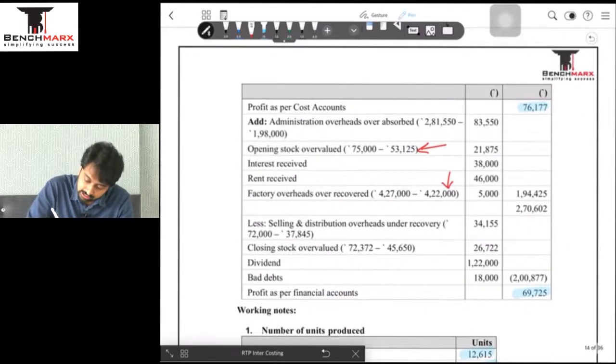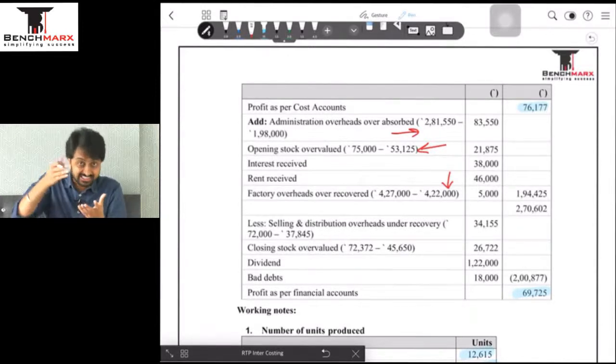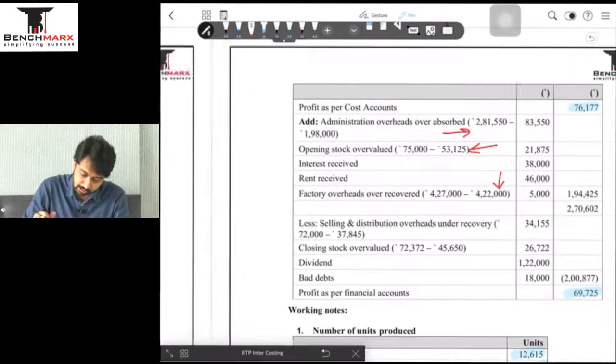So admin overheads, this one is addition again, because expenses were more in cost, which means the profits are less in cost. Profits are less in cost, which means because of this the profits are more in financial. We are going from cost to financial. We are going from lesser profits to more profits. I will do addition. This one is done too.